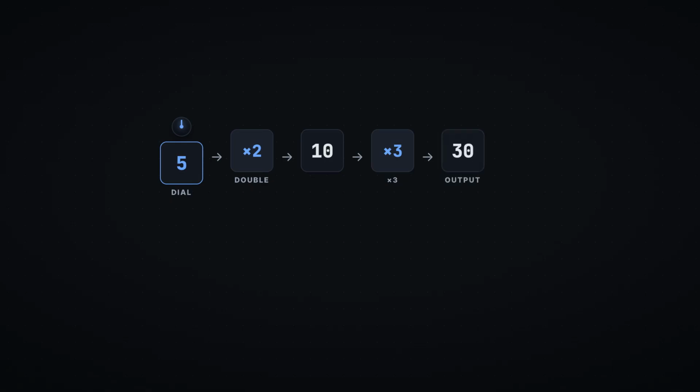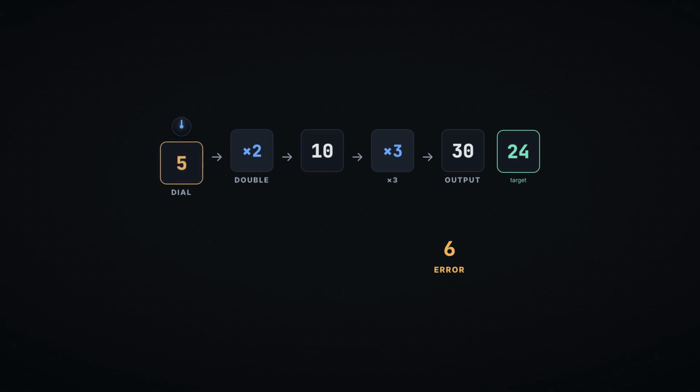Let me make that concrete because it sounds abstract until you see real numbers. Picture the simplest possible factory. One dial, call its value 5. It feeds into a station that doubles its input, so 5 becomes 10. That feeds into a second station that multiplies by 3, so 10 becomes 30. And let's say the right answer was 24. So our output of 30 is too high by 6. That's our error.